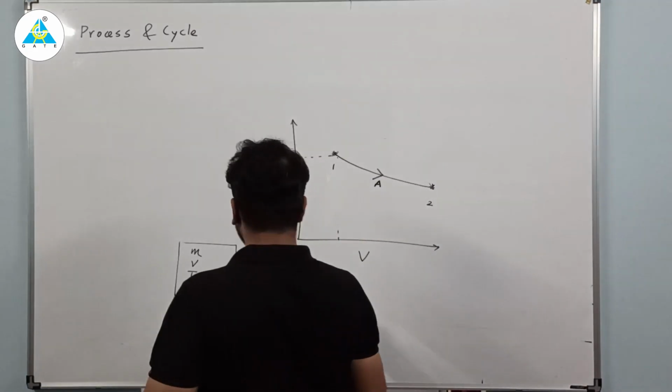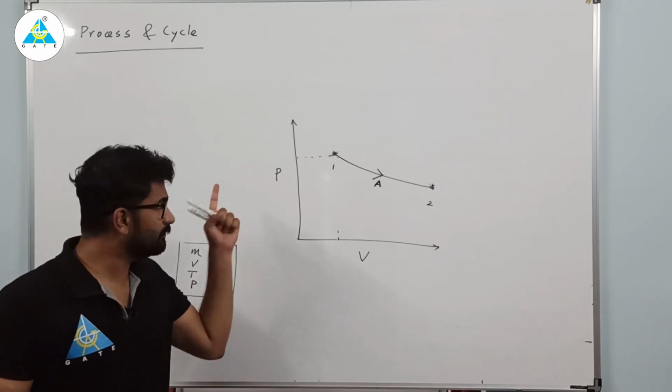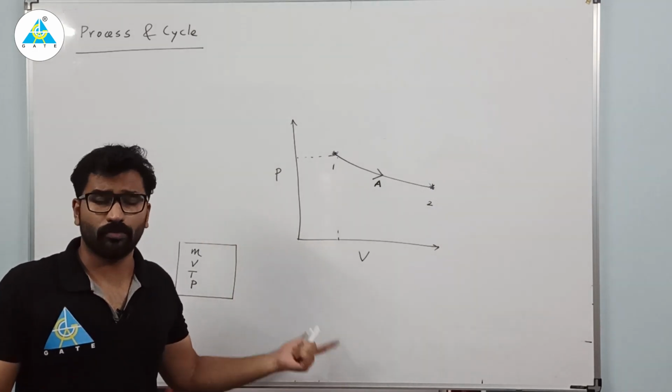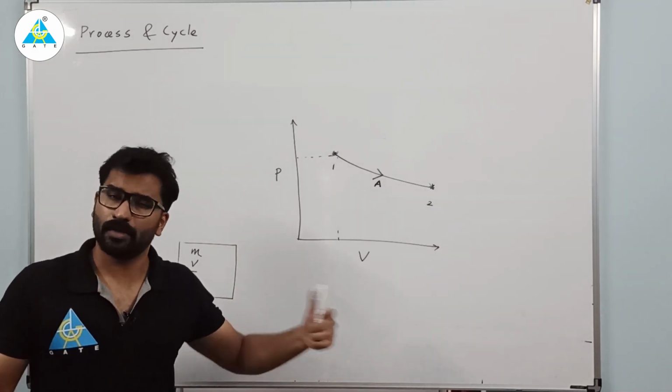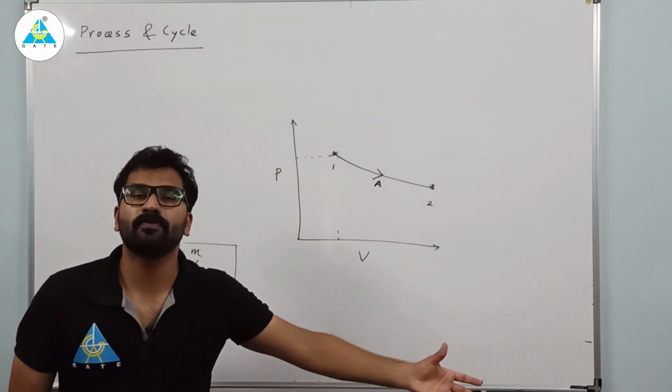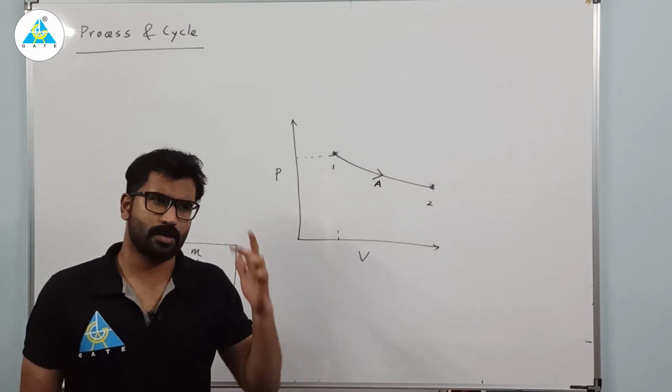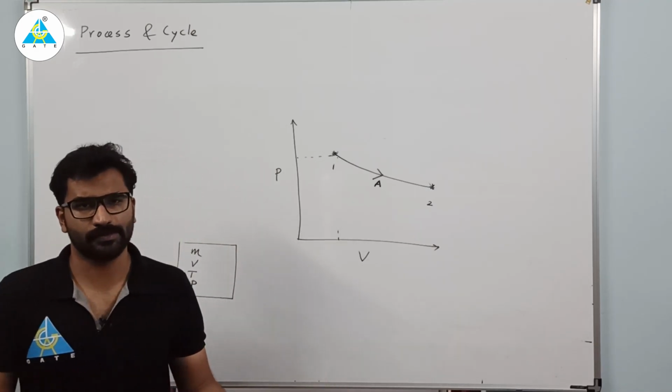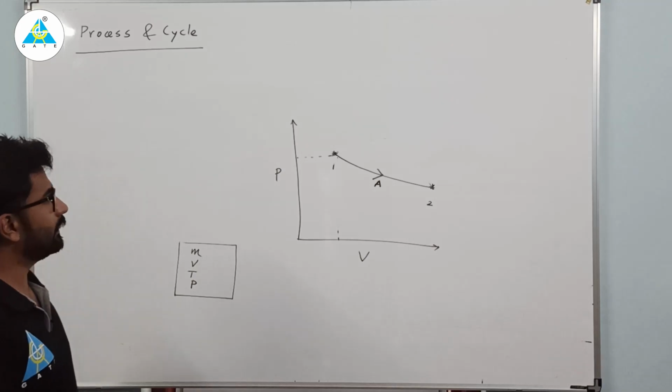So instead of pressure and volume, you can have any other diagrams as well, like temperature-volume, right? No problem. Temperature-pressure diagrams, no problem, right? It depends on the question. So this type of graphs are called process diagrams. To visualize this process, we are using this. Clear? Now I think this is also done.